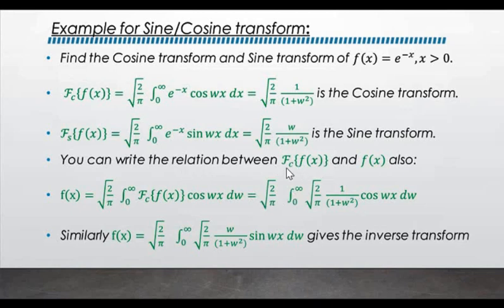If you want, you can go back from Fc cap omega to f of x using the Fourier inverse. That is, f of x is equal to root of 2 by pi integral 0 to infinity Fc cap omega into cos omega x d omega. Strikingly similar formulas, but here you should remember that for getting the Fourier transform, you have to integrate with respect to x, and for getting the Fourier inverse transform, you have to integrate with respect to the new variable omega. And the constants are the same because we have adopted Plancherel's formula notation, that is, root of 2 by pi has been taken instead of 2 by pi. Similarly, the inverse sine transform is given by this.